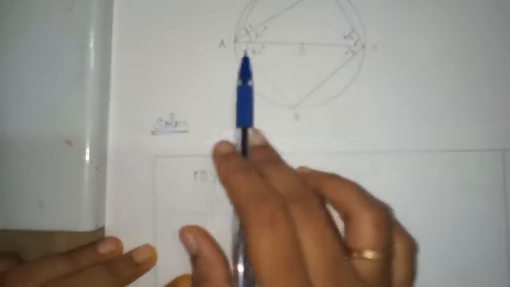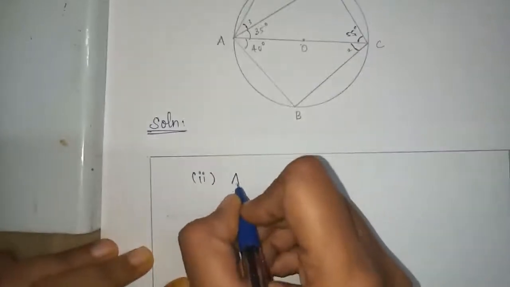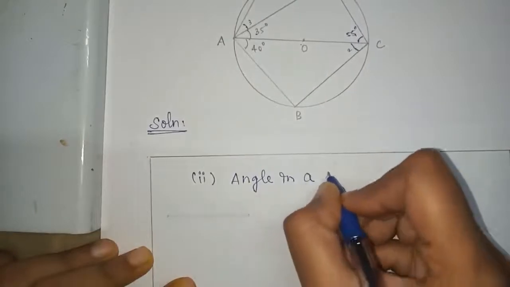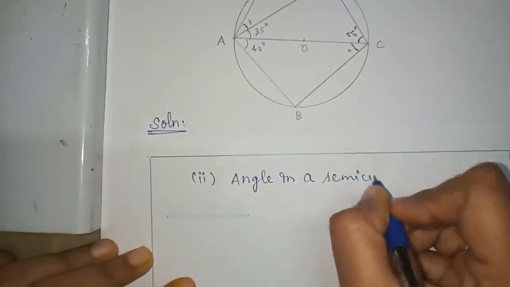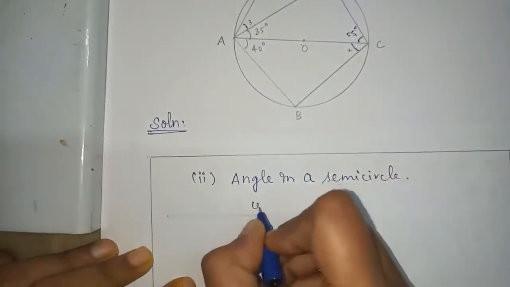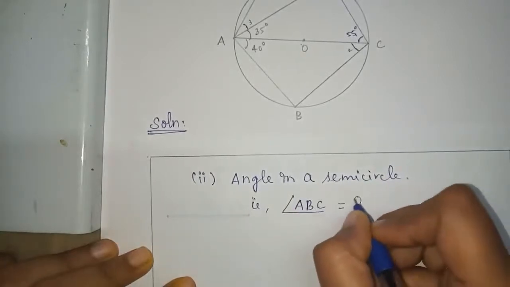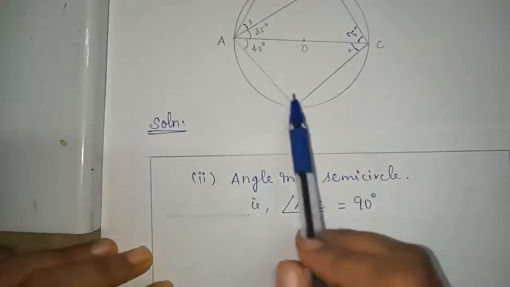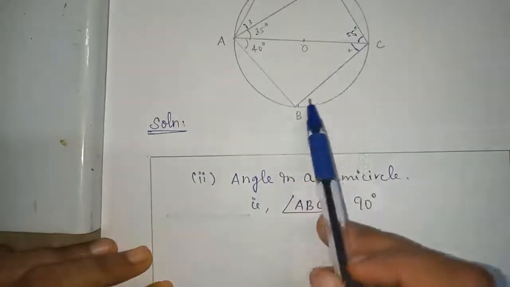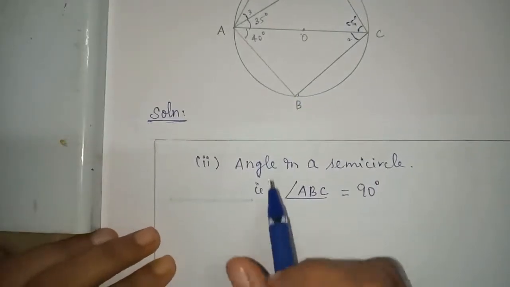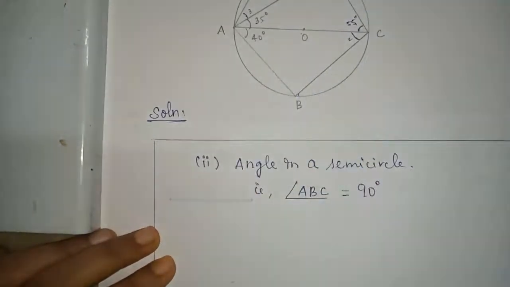Now we are looking at this lower part. So the angle in a semicircle, that is angle ABC, is equal to 90 degrees. So this is 90 degrees, and this is 40 degrees. If we add these three, we should get 180 degrees. That is the triangle: if we add the three angles, we should get 180 degrees.